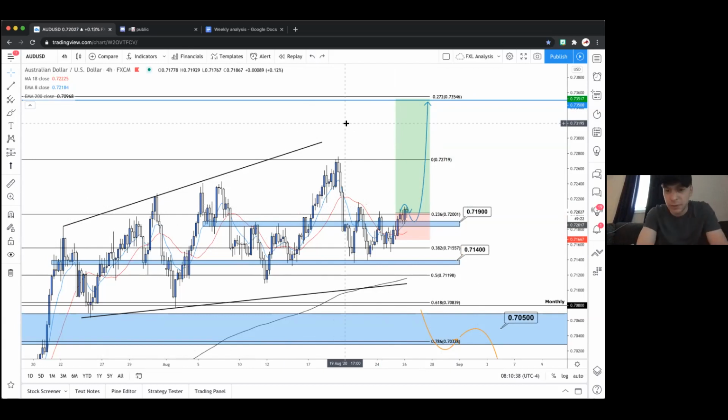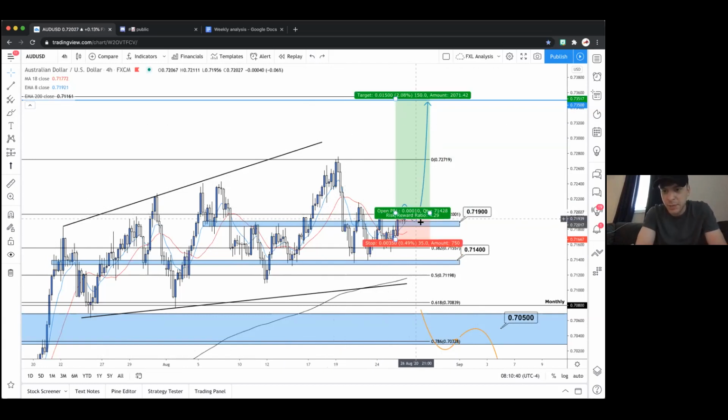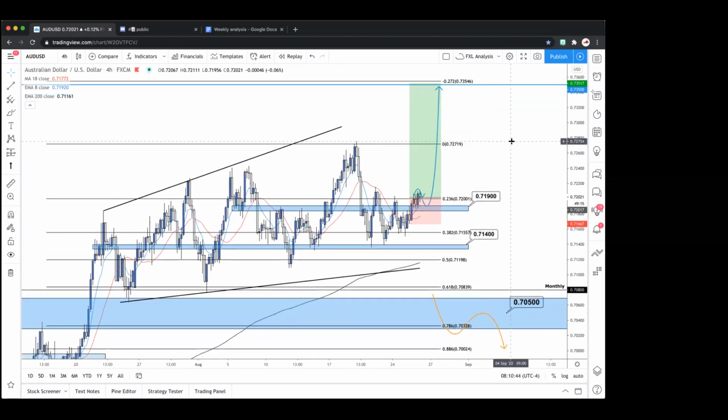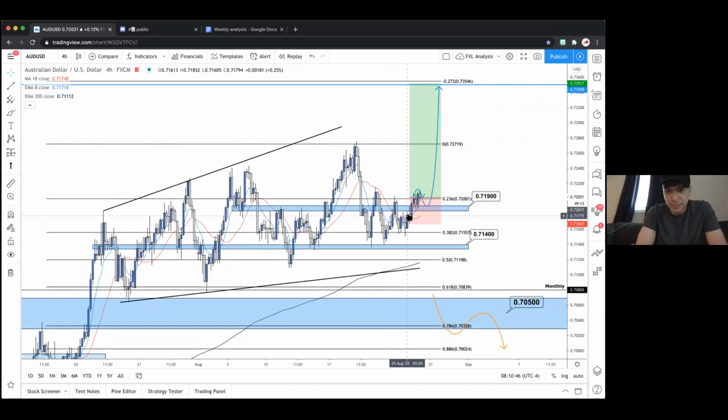This could play out really, really nicely if we get that conviction and the momentum pushing price action higher. All right, so that's AUD/USD. Definitely the most promising, the best prospect for this week, I would say.